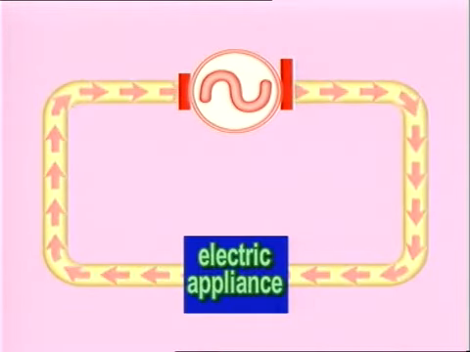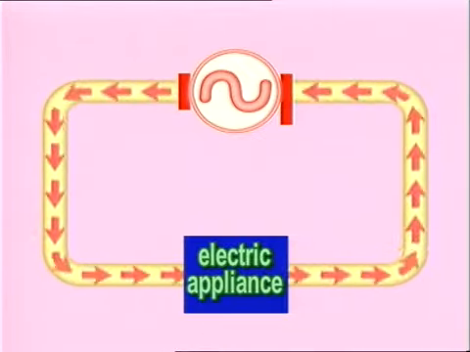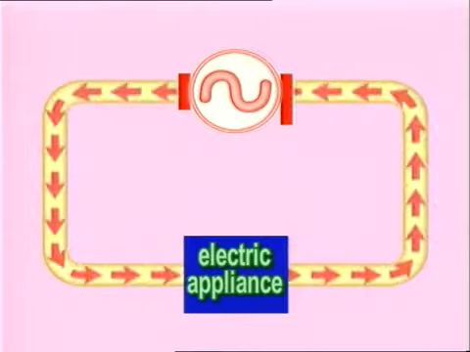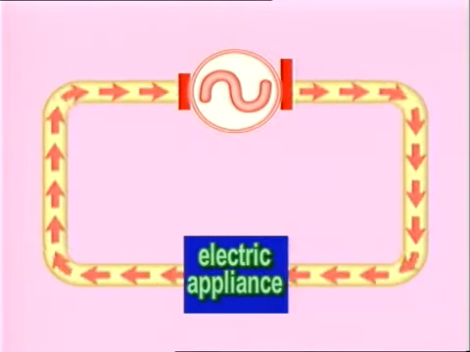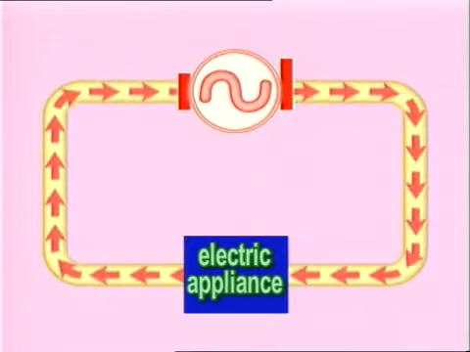When the voltage on the right is higher, electric current will flow from the right to the left. Alternatively, when the voltage on the right is lower than that on the left, electric current will flow from the left to the right. The direction of the electric current changes constantly. Hence, this type of electric current is known as alternating current.